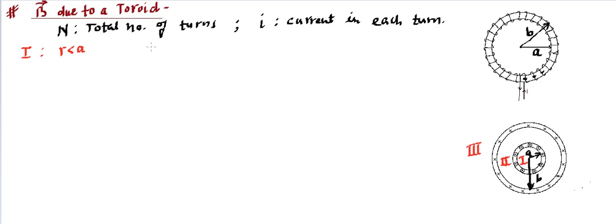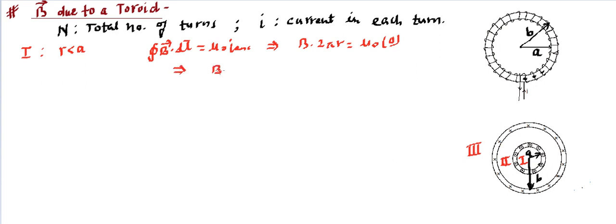So since the current is 0, we start with the integral of B dot dl equal to mu naught into I enclosed. If you settle the left hand side and right hand side, you'll get B into 2 pi r equal to mu naught into current enclosed, which is 0. So this gives us the result that in the first zone, totally inside, the magnetic field at all points is 0. You can remember that.